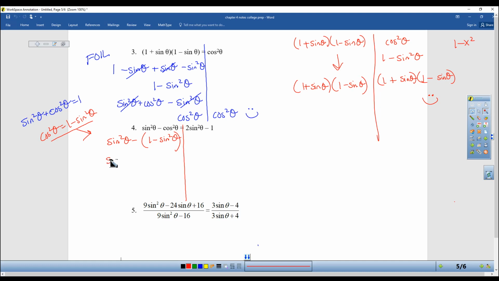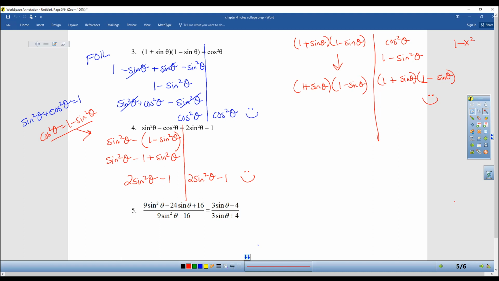And then I distribute the negative. Sine squared theta minus 1. Distributing the negative gives me plus sine squared theta. And then sine squared plus sine squared is 2 sine squared minus 1. Now this is the same, so I rewrite it to show that I've finished. And I put a little smiley face because that's just my personality.